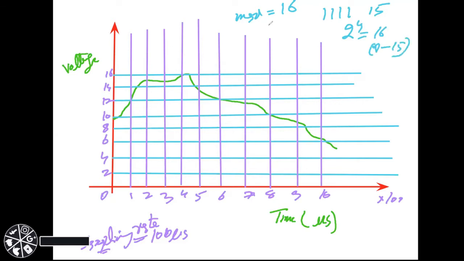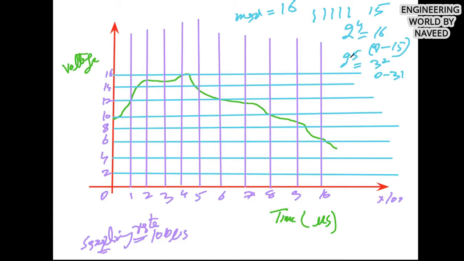So in this case, I will need 5 bits, because 2 to the power 5 is equal to 32. It means I can represent decimal numbers from 0 up to 31, which is greater than 15. So I can represent up to 16 in decimal with 5 bits.